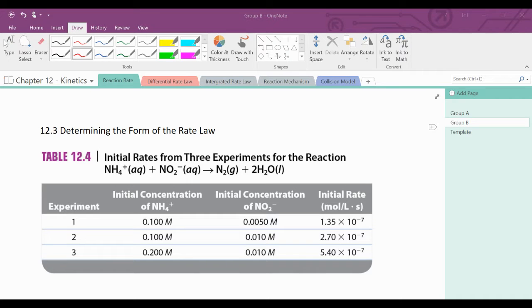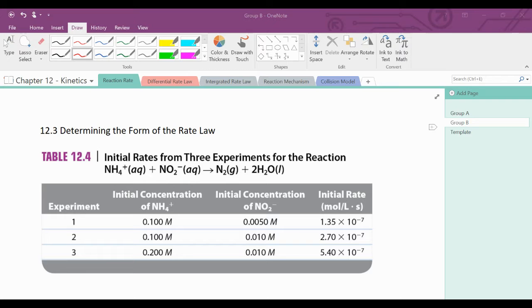All right, so we are going to talk about the differential rate law, and we express the differential rate law using a rate law expression. And so in this section, we are going to determine the power to which each reactant concentration will be raised. In other words, we're going to determine the order of reaction for each reactant.